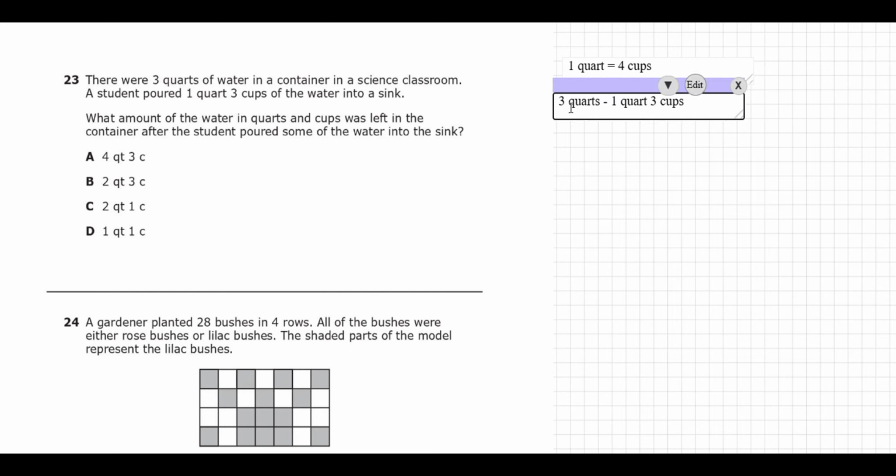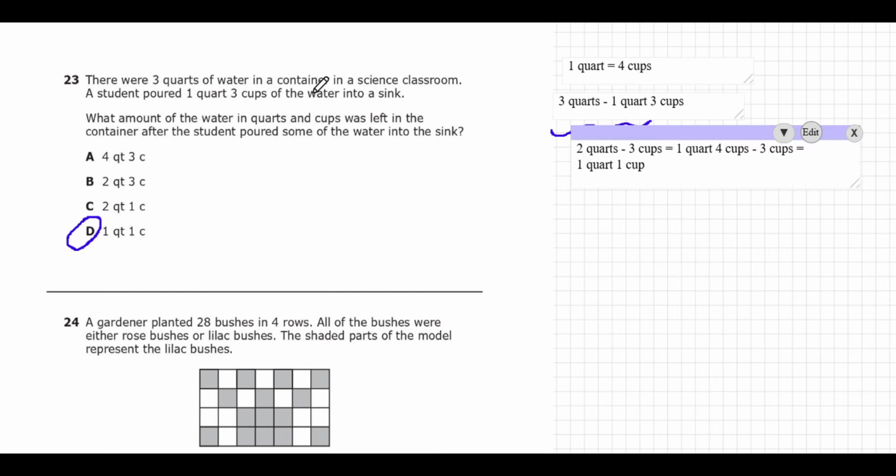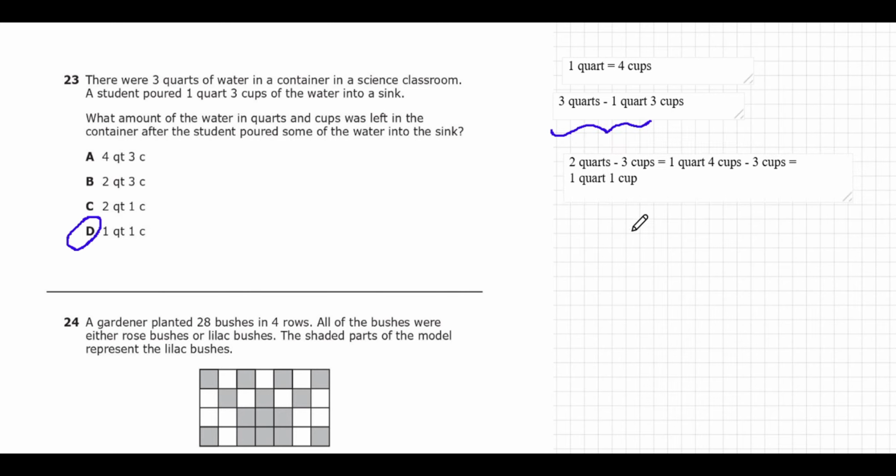We have 3 quarts subtract 1 quart 3 cups. That equals 2 quarts subtract 3 cups, which equals 1 quart 4 cups minus 3 cups equals 1 quart 1 cup. So, D is the correct answer.